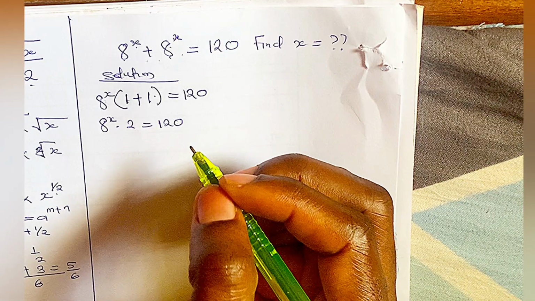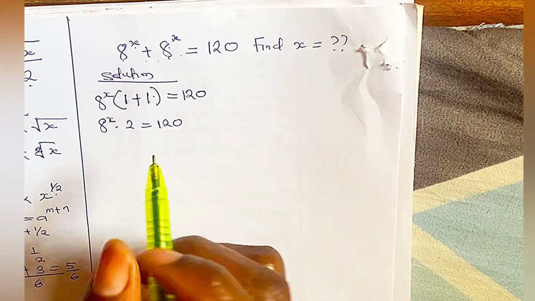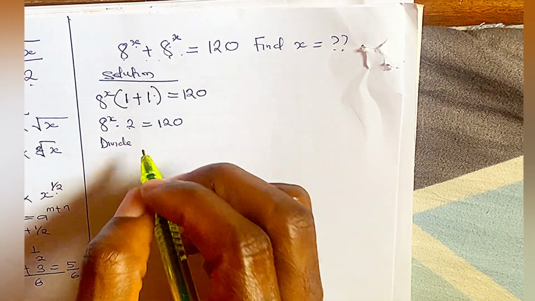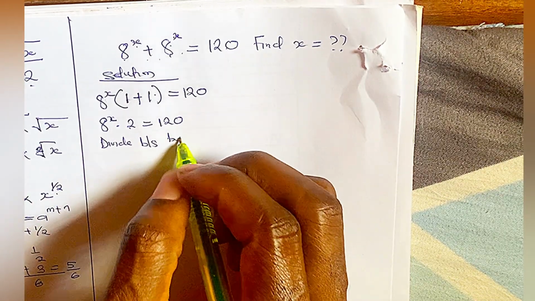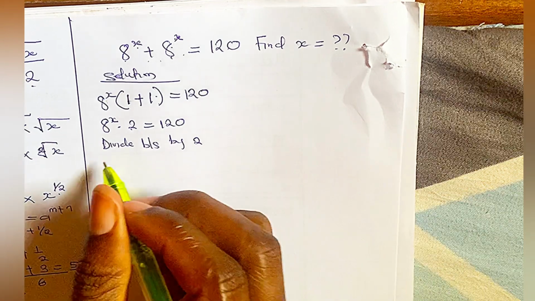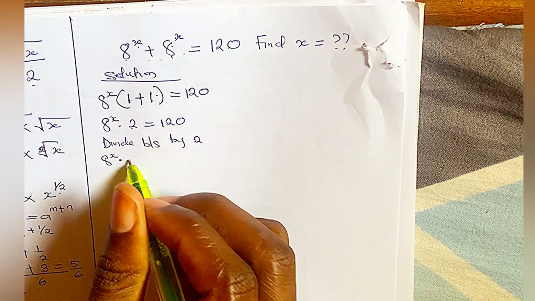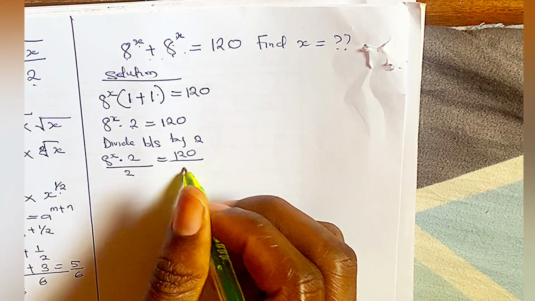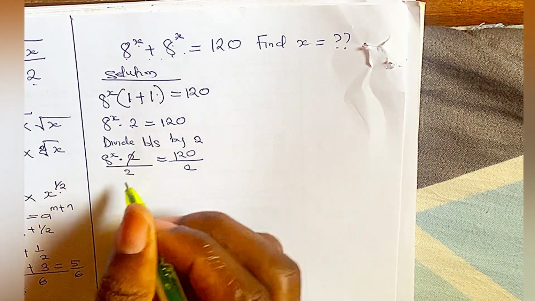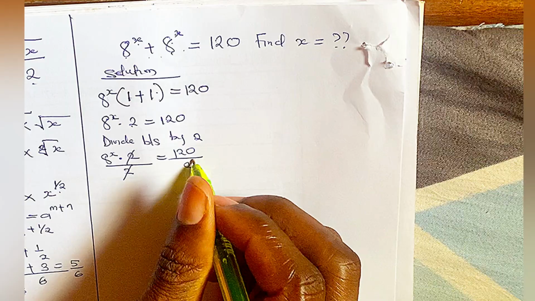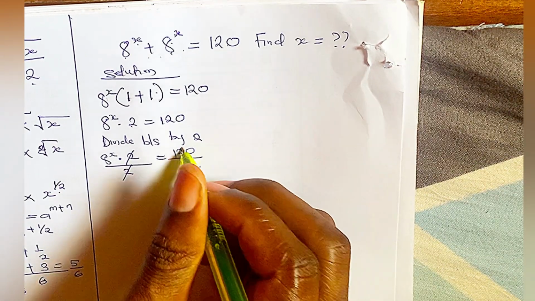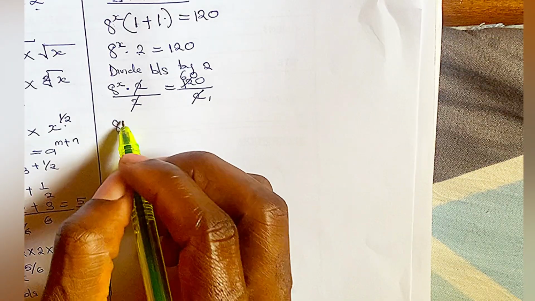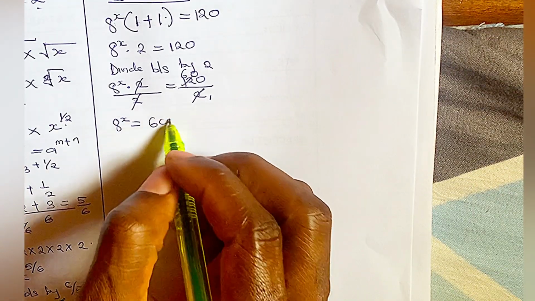Now at this point we're looking for the value of x, so let's divide both sides by 2. So we say divide both sides by 2. Okay, so we have 8 to the power of x multiplied by 2, divide here by 2 is equal to 120, divide here by 2. Now you can see that 2 can cancel 2, and when you cancel 120 by 2, you have 1 here, you have 6 and 0. So this becomes 8 to the power of x is equal to 60.